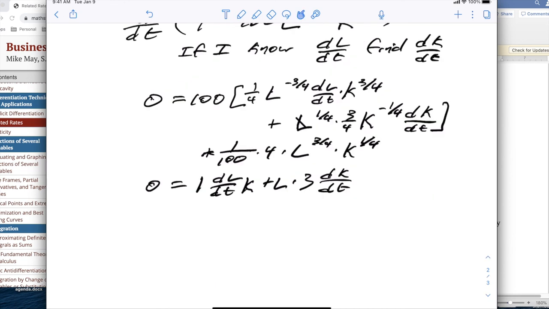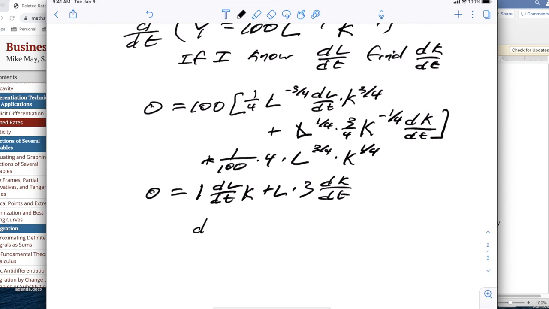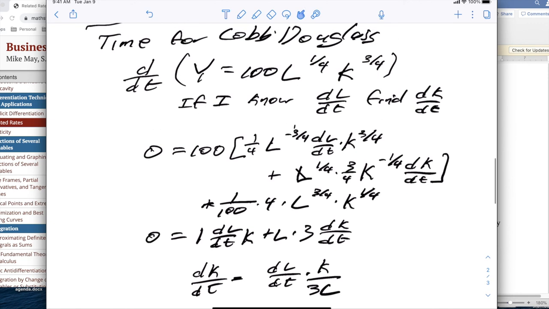So what that gives me is if I already knew dL dt, dk dt is equal to dL dt times k divided by 3L. And so again, this is a situation where I have a relationship between L and K, and I know one of them's moving with respect to time. I want to see how the other is moving with respect to time.